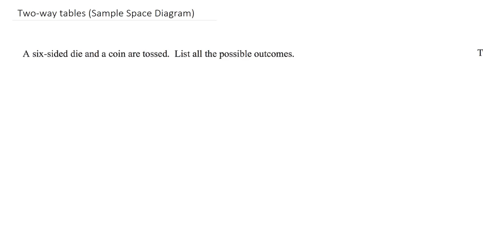So in this video, we're going to look at another way of listing and looking at possible events, and that is with a two-way table or sample space diagram. A six-sided die and a coin are tossed, list all the possible outcomes. So one way to think about this, rather than just do, like in the previous video, a systematic list, is to create something that is known as a sample space.